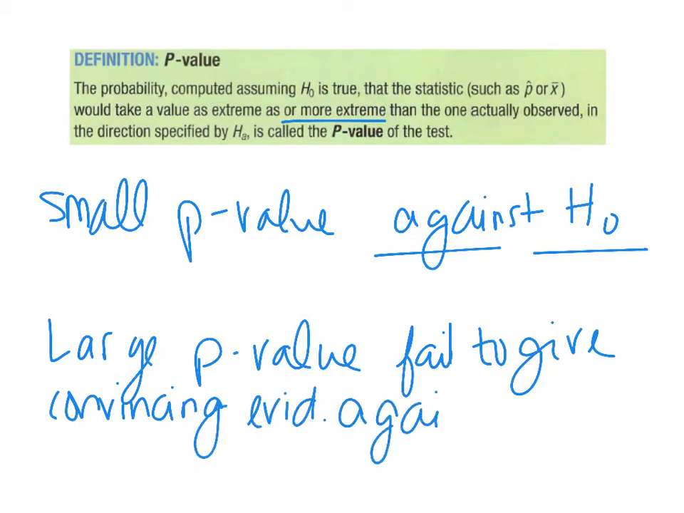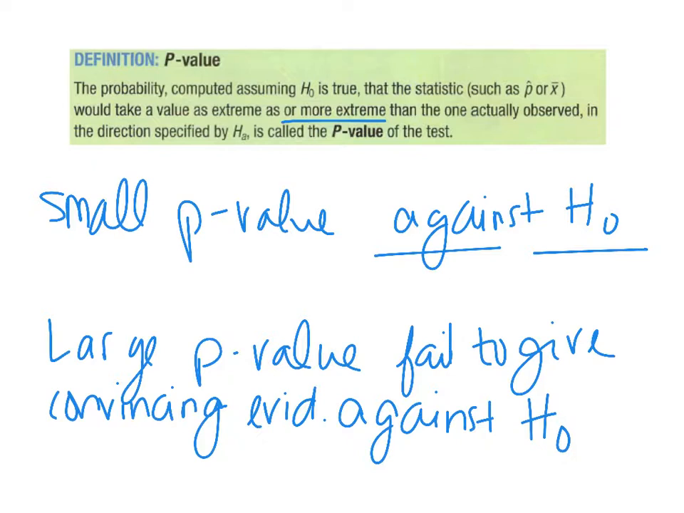Do not say that it supports the null hypothesis. Do not say that you support or believe the null hypothesis. We don't accept, and we don't use vocabulary that implies that we accept. We either reject or fail to reject. So a large p-value fails to give me convincing evidence against my null hypothesis, which says that my observation is likely to occur if the null hypothesis was true.